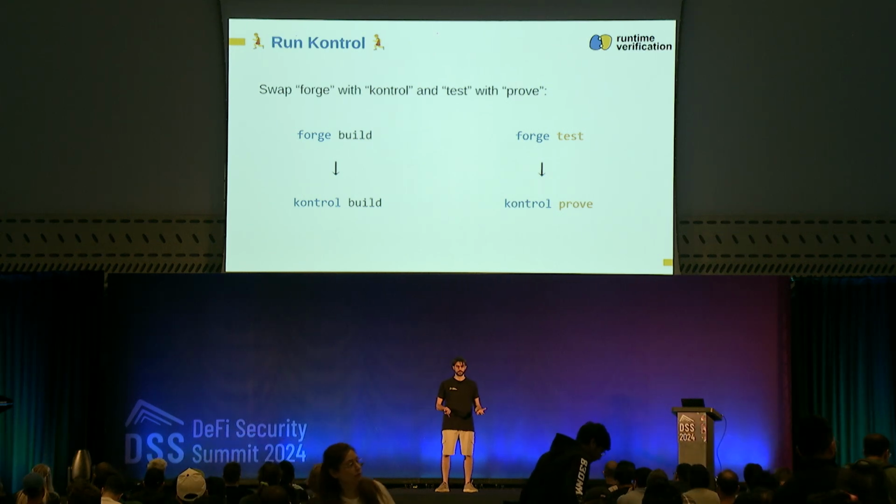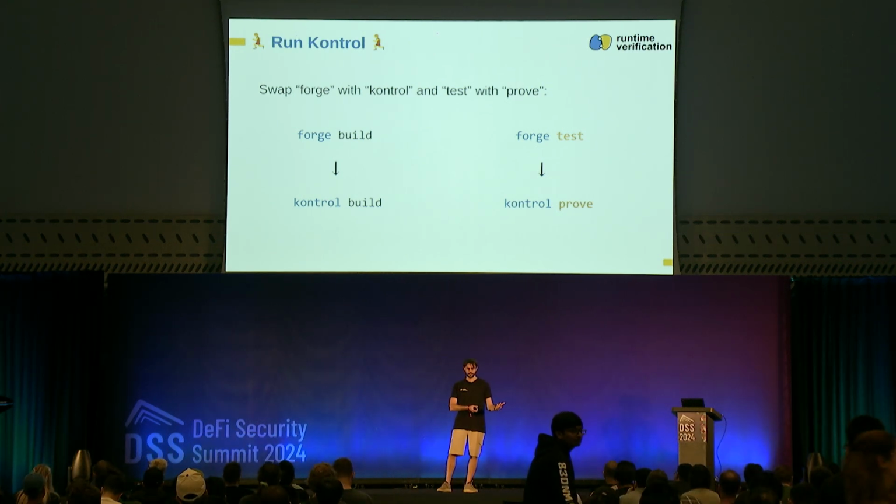The way to take a Foundry test and turn it into a control proof is you swap. Instead of forge build, you just have control build, and instead of forge test, you have control prove. These two commands do what you would expect them to do.